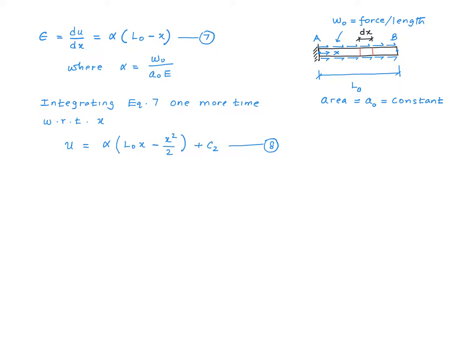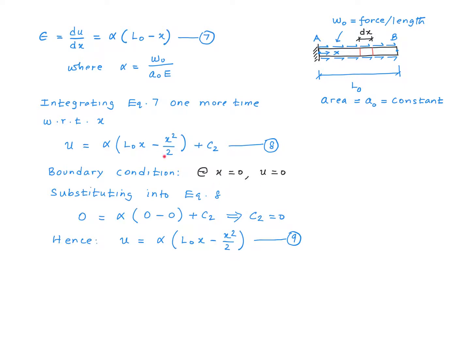Let's call this C2. Once again, C2 is to be found using a suitable boundary condition. In this case, you can easily see the boundary condition would be the displacement at this point, point A, is 0 because it's a fixed boundary, right? And therefore, the beam is not going anywhere at that point. U has to be equal to 0 at that point. So at x equals 0, U is 0. Substituting these into equation 8, we get a value of 0 for C2. Now putting that back in equation 8, we have this expression for the displacement U.